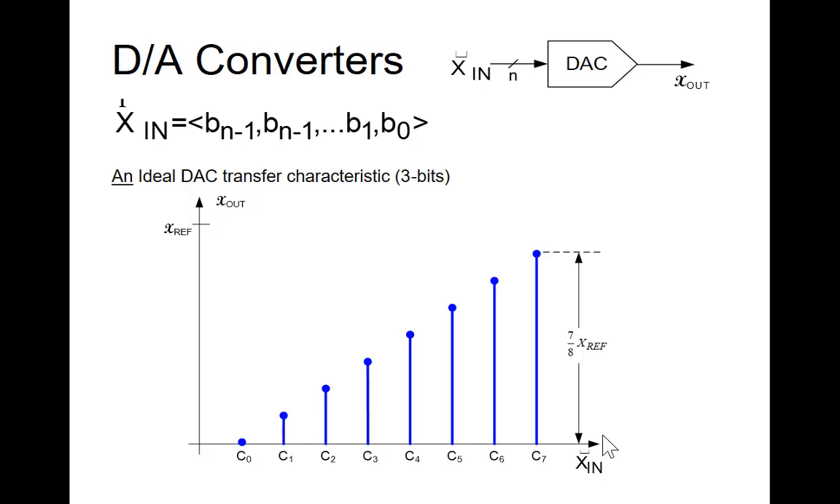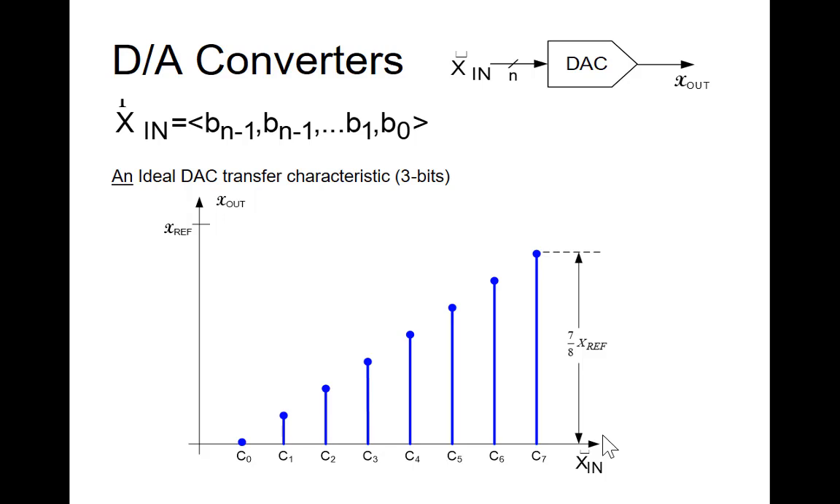On this ideal DAC, the biggest output is 7/8 of XREF. And notice I call that an ideal DAC. There are other ideal 3-bit DACs that differ from this one. We'll talk about what those differences are. So here, this is an ideal 3-bit DAC.